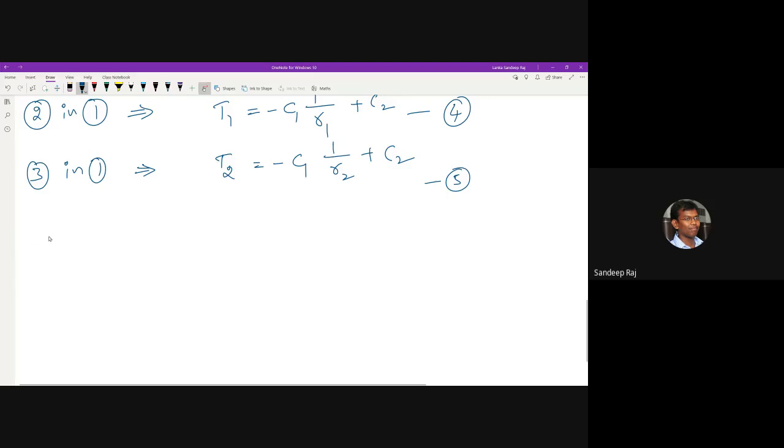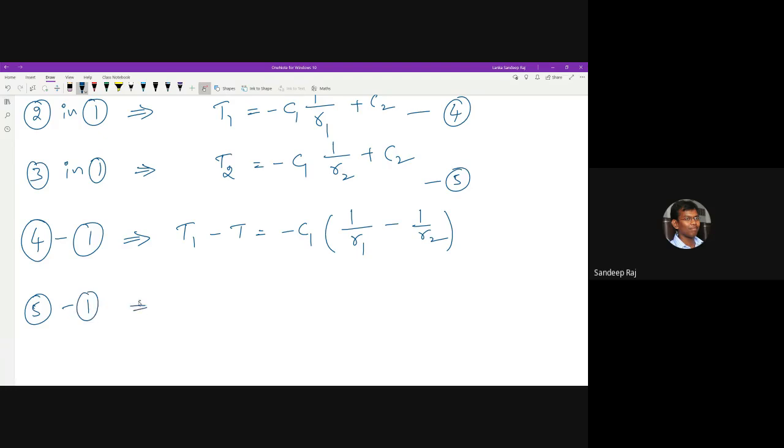Now what I'll do is I'll take the difference of equation 4 with 1. That will give you T1 minus T is equal to minus C1 you will take common, and what remains here is 1 by R1 minus 1 by R2. The effect of C2 will get 0, because plus C and minus C will be 0. Then I'll take 5 minus 1. When I take 5 minus 1, it is T2 minus, let me take 1 minus 5.